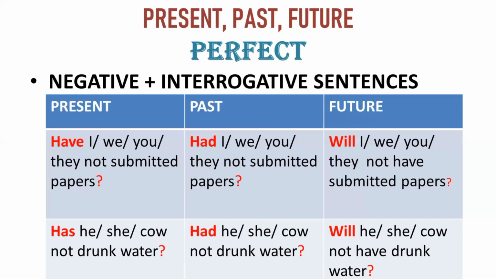In past, the same case, moving auxiliary to the first position, had you not submitted papers, and had cow not drunk water. In future, we have to shift will, keep the have at its place. Will we not have submitted papers? And will cow not have drunk water? This is how negative plus interrogative sentences are formed.